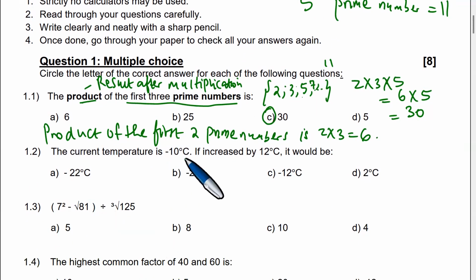The current temperature is minus 10 degrees Celsius. If increased by 12, it would be what? What do you think? So negative 22. How do you increase the temperature by 12? So you add 12. Is it negative 22? How would you do it? What are the steps? If they say the current temperature is minus 10 and you increase by 12, how do you increase it by 12?